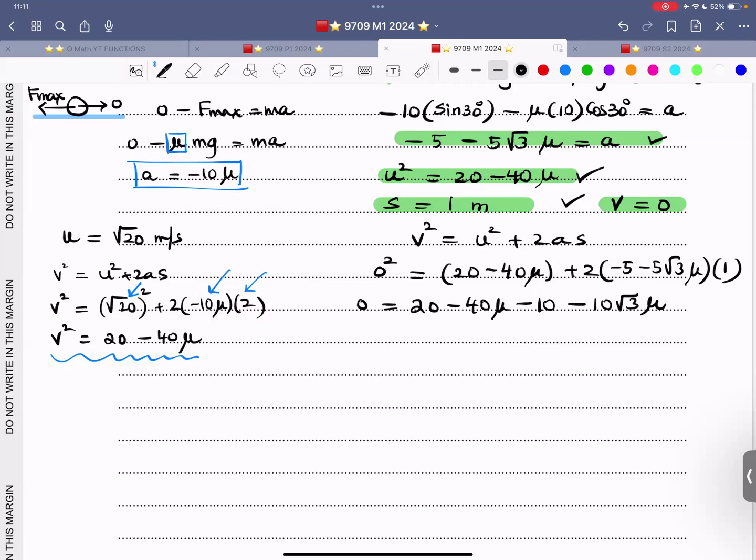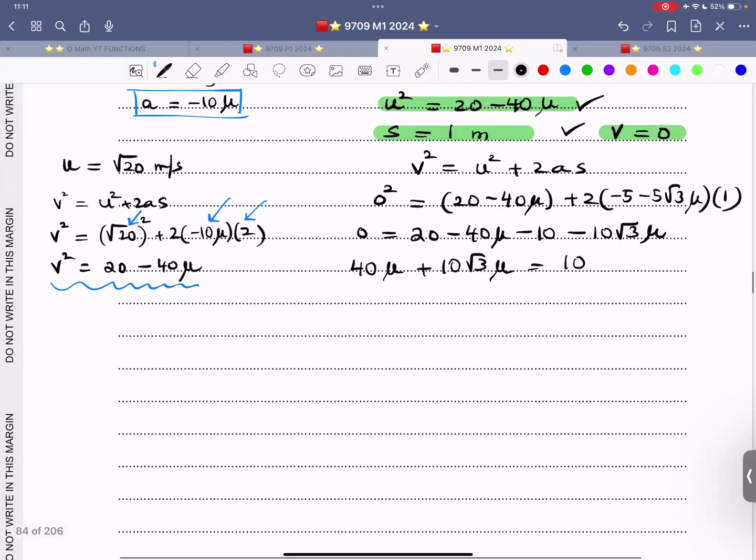Now let's transfer this to the other side. 40 mu plus 10 root 3 mu equals 20 minus 30, which is 10. That's good. So now take mu common out. Take 10 common out: 4 plus root 3, times mu, is equal to 10. Let me double check my working. This is 40, this is 10. I took 10 common out. From here, 4 is left. Mu is also common out, and from here, root 3 is left. All good. So now let me cancel off this 10 and this 10.